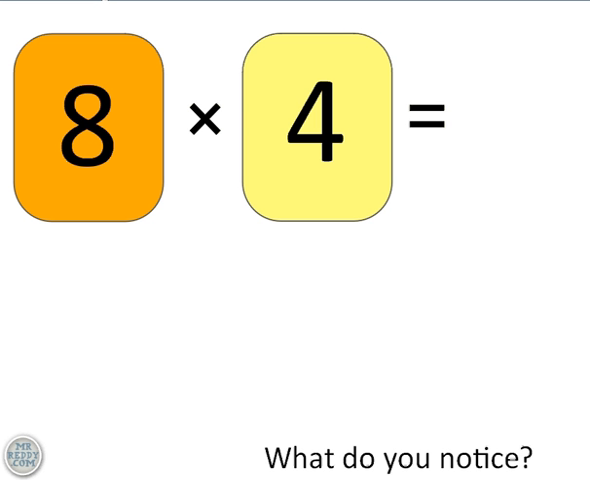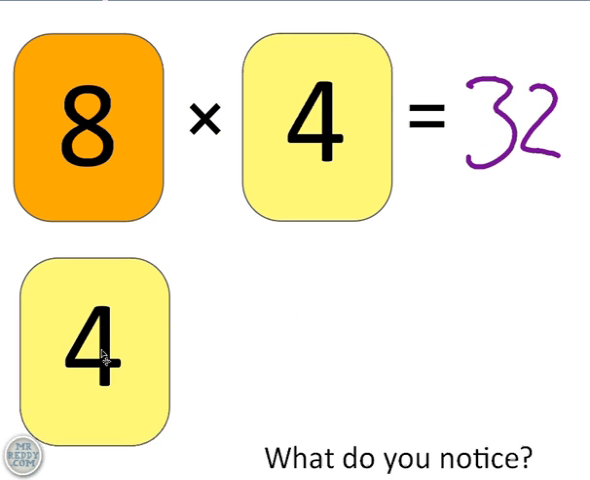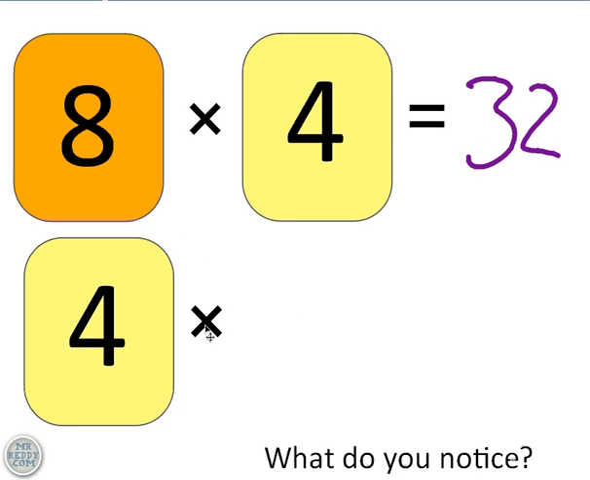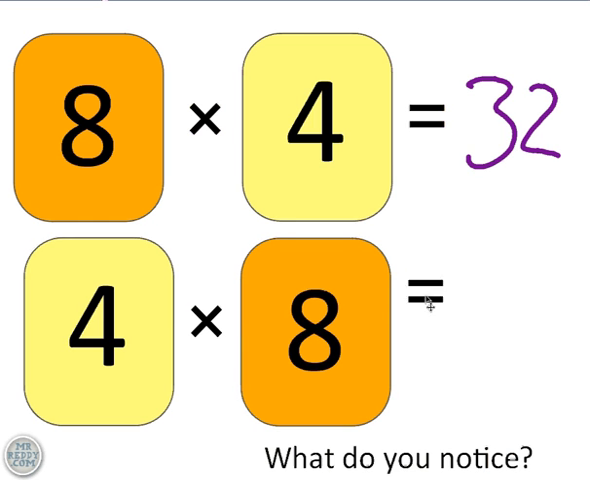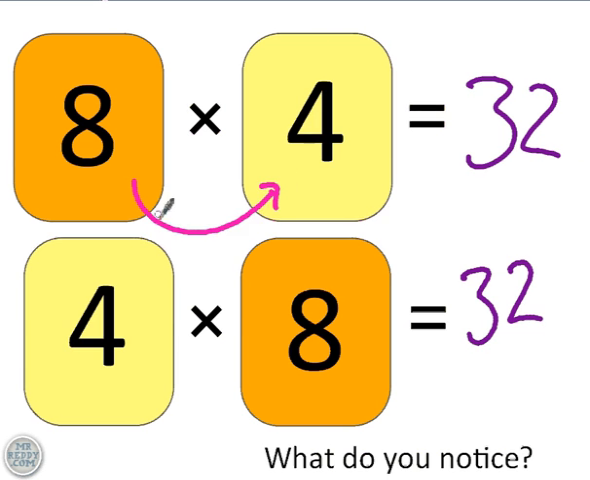8 times 4. What is the answer to 8 times 4? It's 32. What about if I switch things around and instead of doing 8 times 4 I did 4 times 8? You'd get 32. So what do you notice? Hopefully you notice that 8 times 4 is the same as 4 times 8, and so with multiplication you can flip things around and you'll still get the same answer.